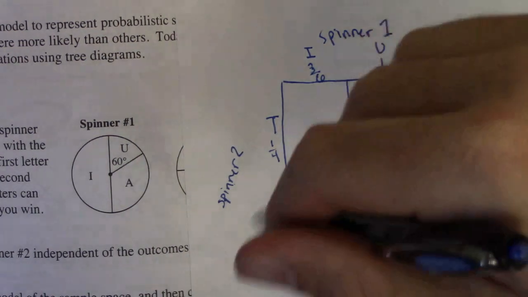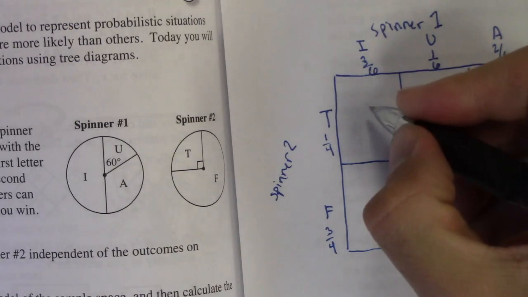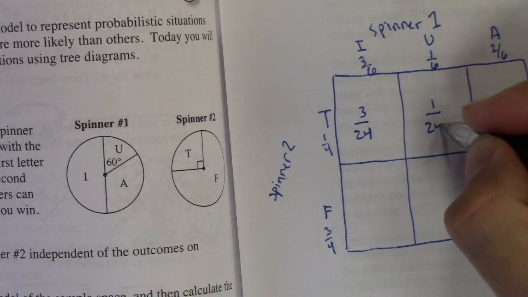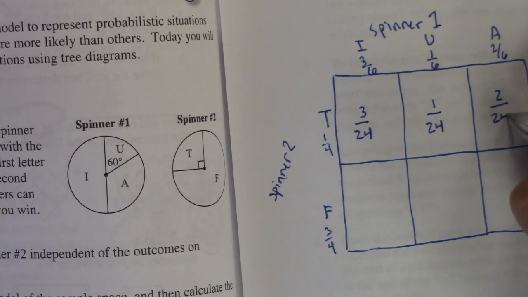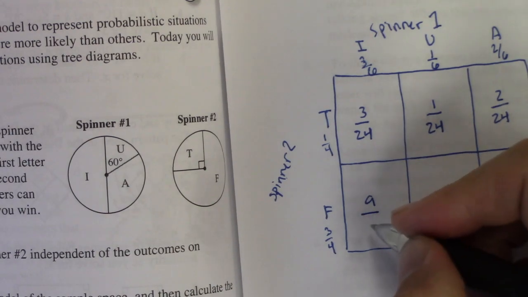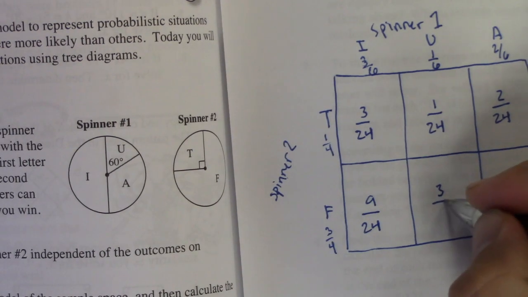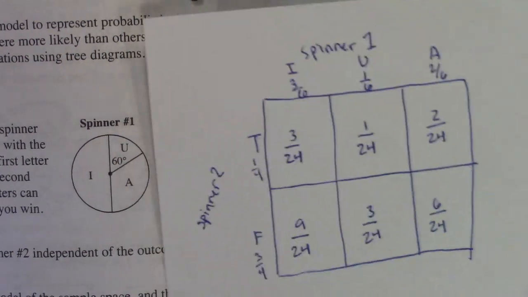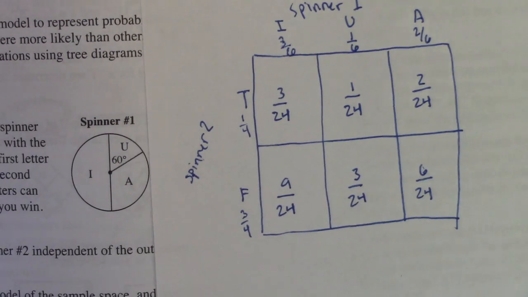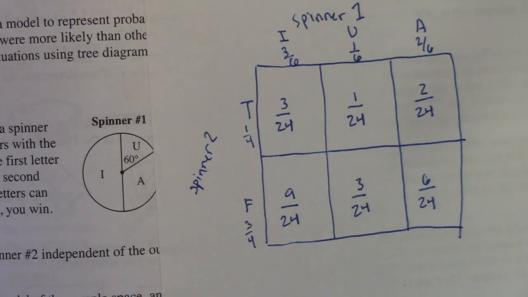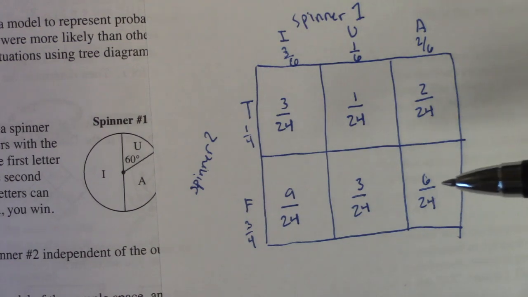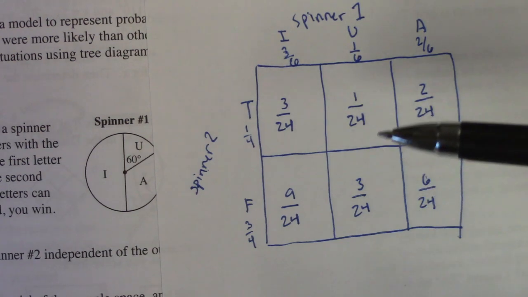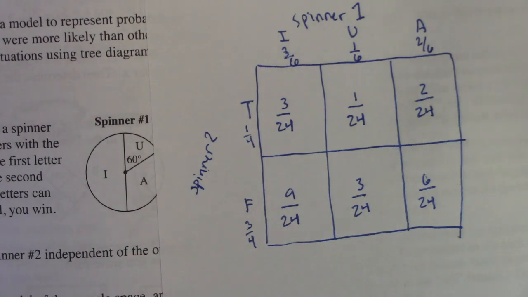Just like before, I can multiply the boxes to fill the space inside. So I have 3 over 24, 1 over 24, 2 over 24, 9 over 24, 3 over 24, and 6 over 24. And the reason I like this area model right now is because since all my fractions are over 24, it's really easy to see which ones are more likely than the others. Obviously, this box right here is more likely than this one. It's easy to compare those fractions.